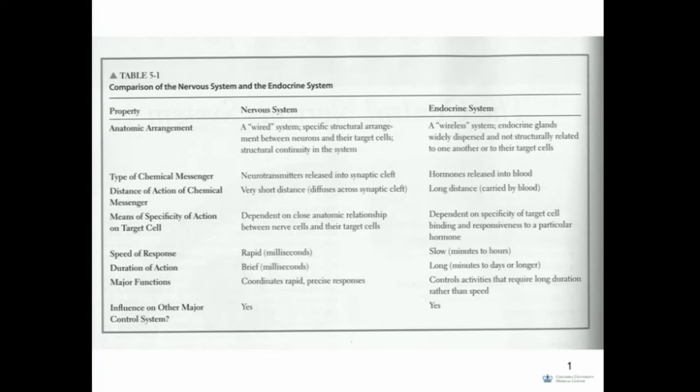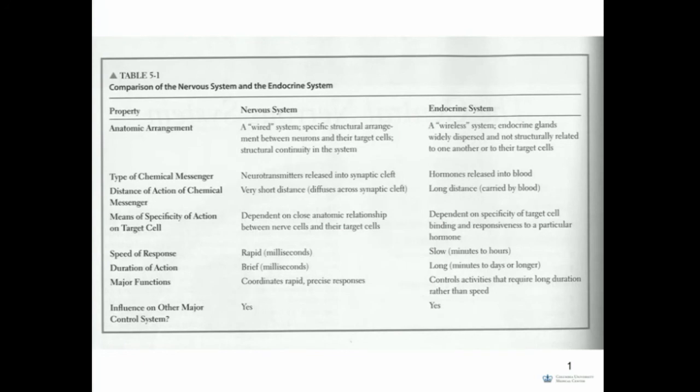In terms of the speed of the response, okay, so how fast can you have the release of a neurotransmitter or a hormone and then its effect on the target cell? When it comes to the nervous system, this is a very, very rapid response. It happens within milliseconds. The endocrine system, it's a more delayed response. It's a longer time to get that response. We're talking minutes to hours to really see a true response.